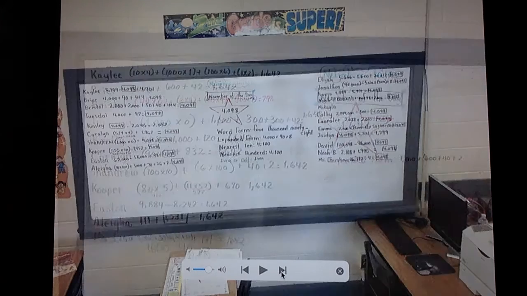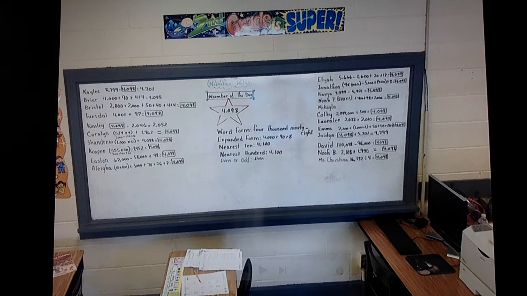Here's a different one. It's 4,098. And if you can see, we're getting really advanced here. This is closer to the end of the year, probably in March. So Cooper even said 555 times 10 minus 1,452 equals 4,098. As you can see, everything they come up with in our number sentences has to have the number of the day somewhere incorporated in it.